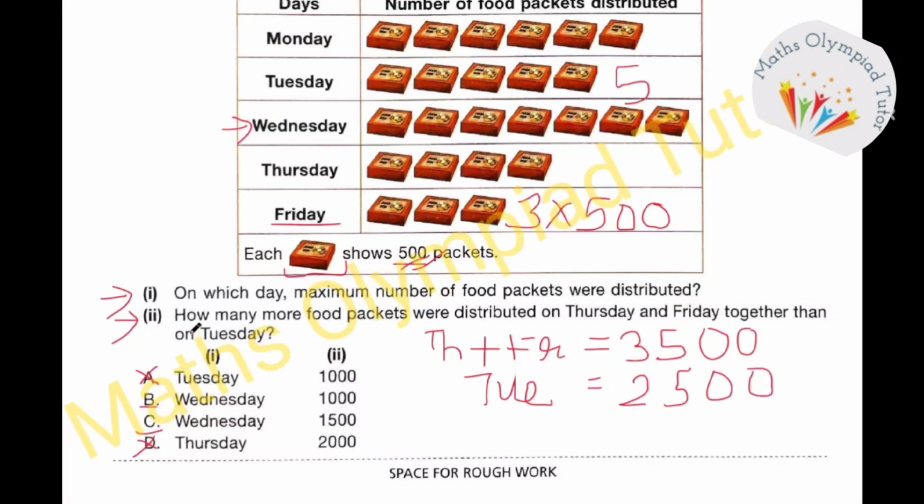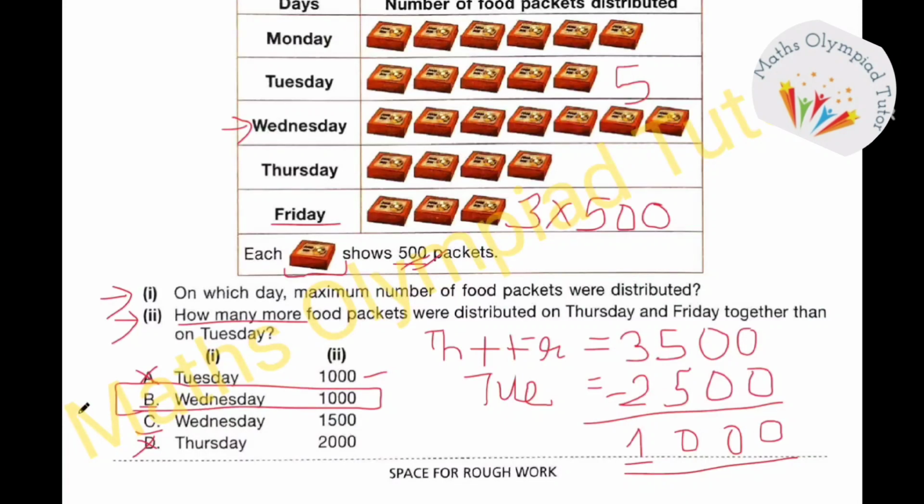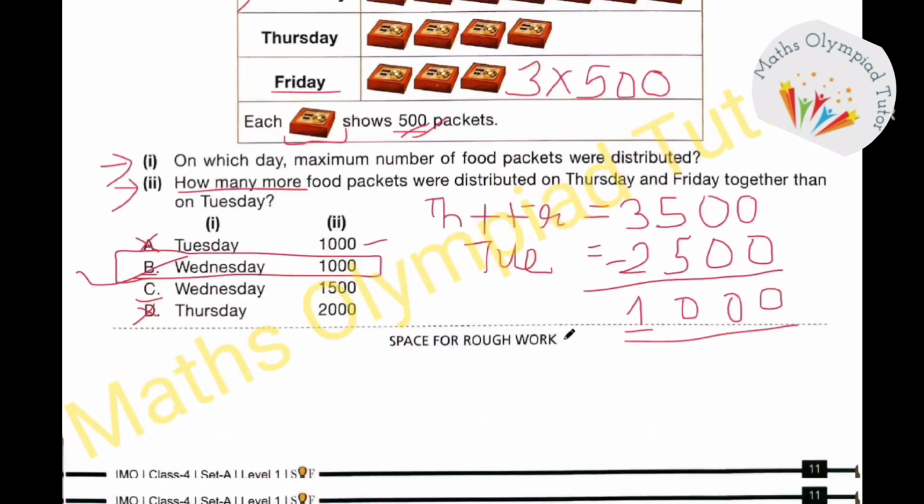So how many more? The question is how many more? We need to subtract. So the answer we'll be getting here is 1000, which is here in option A. Option A is ruled out, because for option A the day is Tuesday, but the maximum number of food packets were on Wednesday. So we have to select option B, Wednesday and 1000.